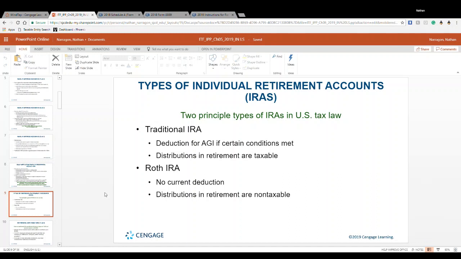So, types of individual retirement accounts. There are two types that we know, and both are IRAs. This is known as the traditional IRA that a lot of people typically get, and they do have deductions for AGI under certain conditions, which we're going to get into, and the distributions in retirement are taxable. Okay, so they do require tax. Again, they take the IRAs before your gross payment. The Roth, though, has no current deduction, so it doesn't deduct anything, but distributions in retirement are non-taxable. They are non-taxable, which is actually pretty cool.